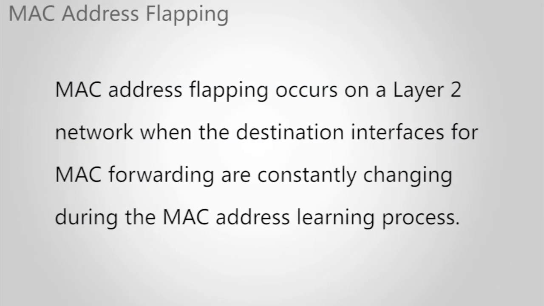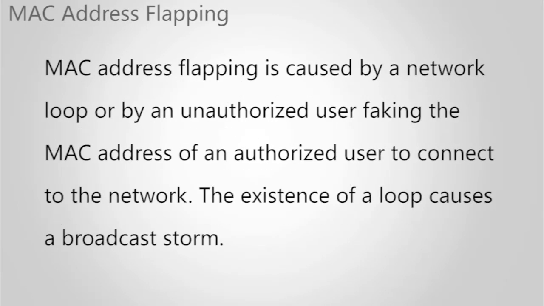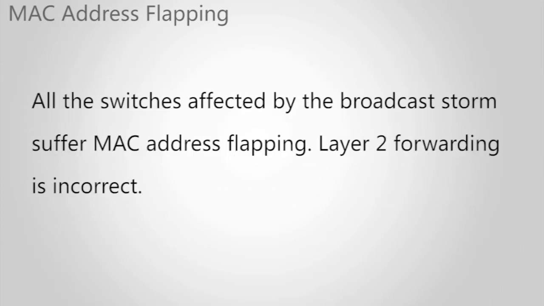MAC address flapping occurs on a Layer 2 network when the destination interfaces for MAC forwarding are constantly changing during the MAC address learning process. MAC address flapping is caused by a network loop or by an unauthorized user faking the MAC address of an authorized user to connect to the network. The existence of a loop causes a broadcast storm. All the switches affected by the broadcast storm suffer MAC address flapping. Layer 2 forwarding is incorrect.